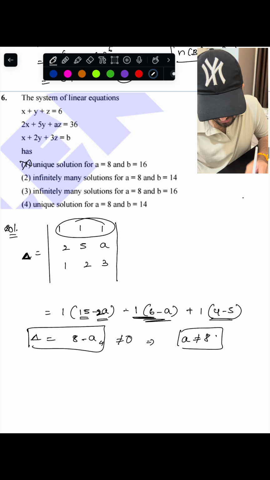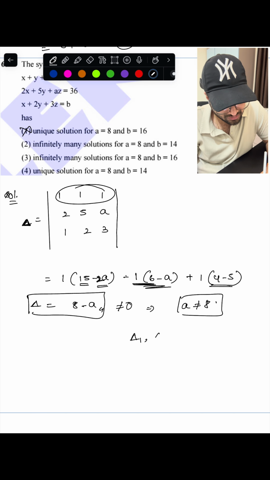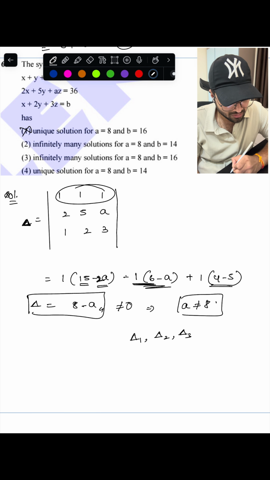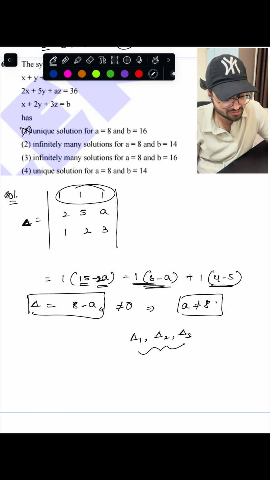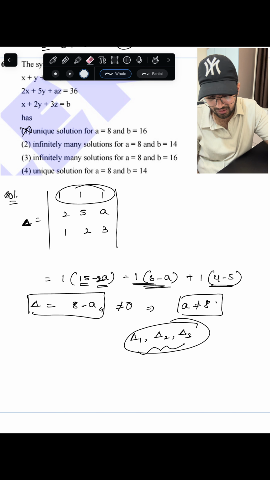So let us check. For infinite solutions, one way of solving it is to calculate delta 1, delta 2, delta 3 as per Cramer's rule. If any one of them is non-zero, definitely no solution. If all of them are zero, then you have to recheck also.